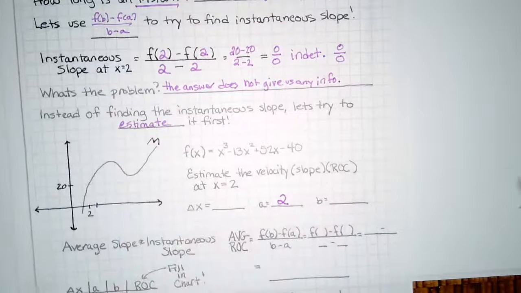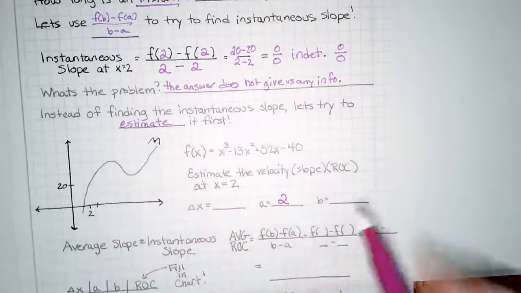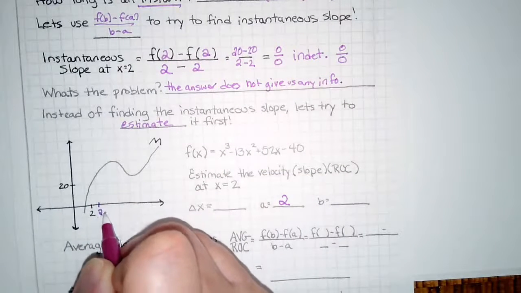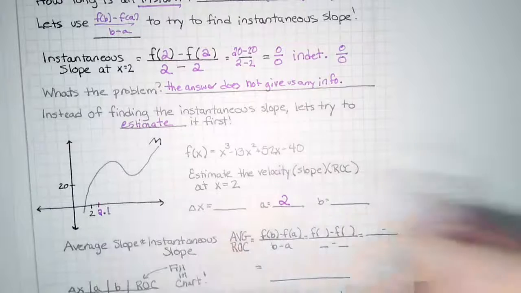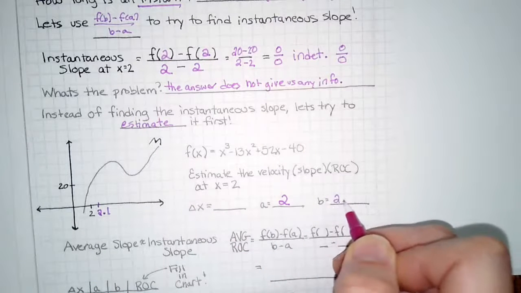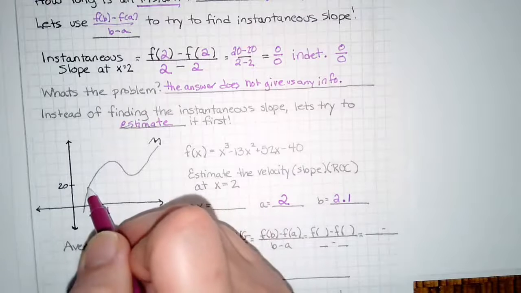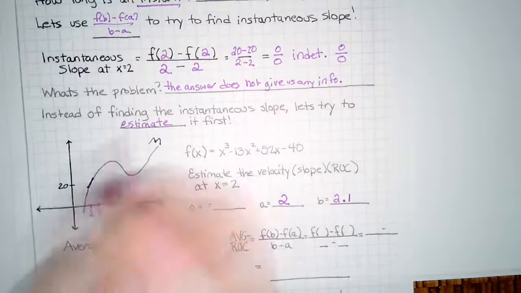Actually, I'm going to change the way we do this. We're going to do this part together, and I'll show you what you're going to fill in. We're going to go with 2.1. So as I've taken my B, I've gotten 2.1. So I've got a point that's just a teeny bit away from there. So now I'm going to use 2 and 2.1 and find the average slope, and it should be close to what the slope is at 2.